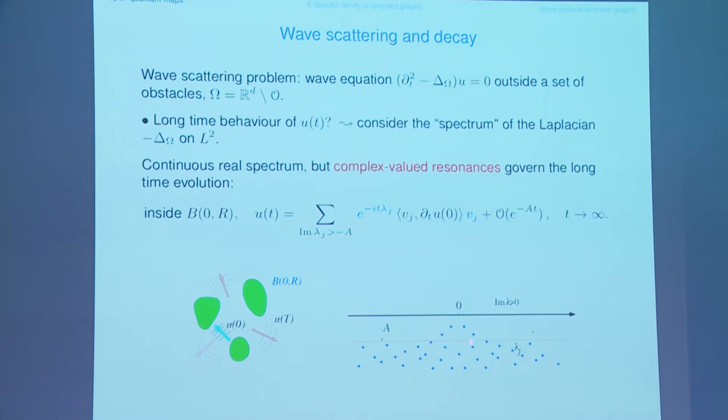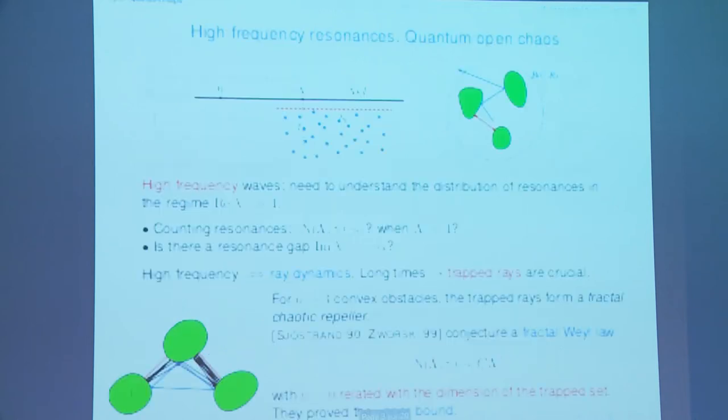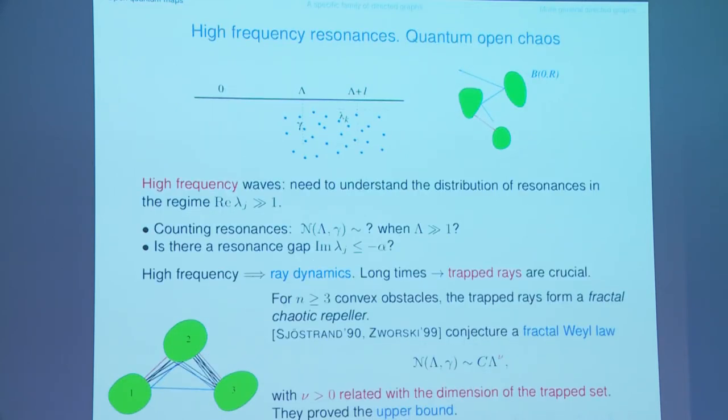And these resonances, which I call lambda j, impact the long time behavior of the wave. In some sense there is an expansion in terms of these resonances. So here I just look at the resonances above a certain line, and these resonances impact the long time behavior, and this is why we are interested in the distribution of these resonances, these complex valued generalized eigenvalues. They could be seen as generalized eigenvalues of the Laplacian. So this is where this pops up. And so for this reason, we're interested in the counting, or at least studying the distribution of these resonances, especially in the high frequency limit.